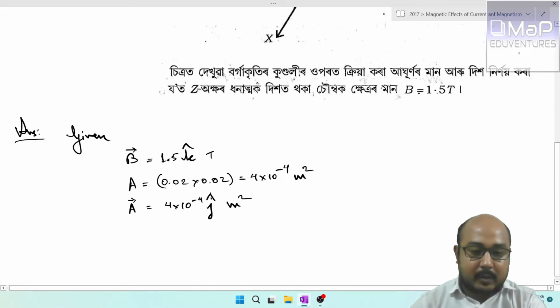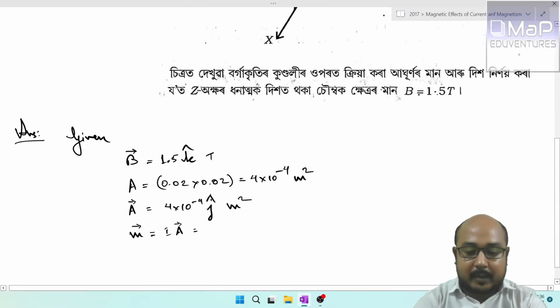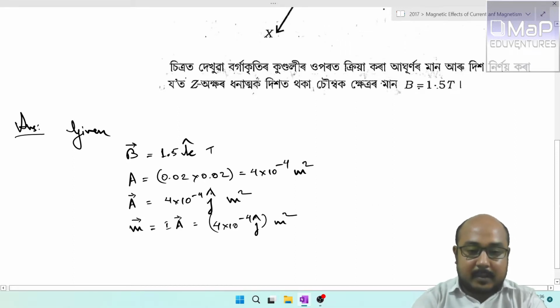So ami magnetic moment to kiba, magnetic moment is I into A hol, so this is I A enake jodi likhi diu, then since I is equal to 1 ampere, amak ya dekho ase diagram I equal to 1 ampere, so the magnetic moment will also be 4 into 10 to the power minus 4 j cap meter square. Okay, this is the magnetic moment.